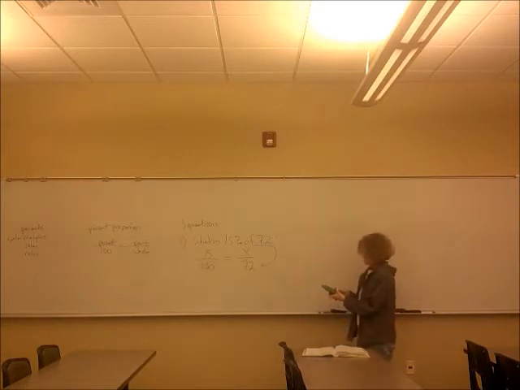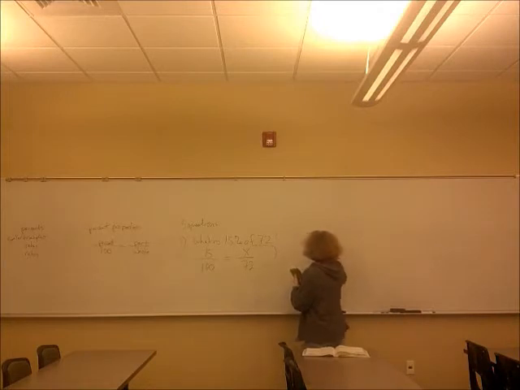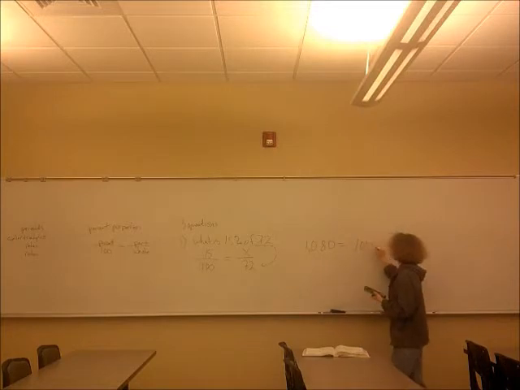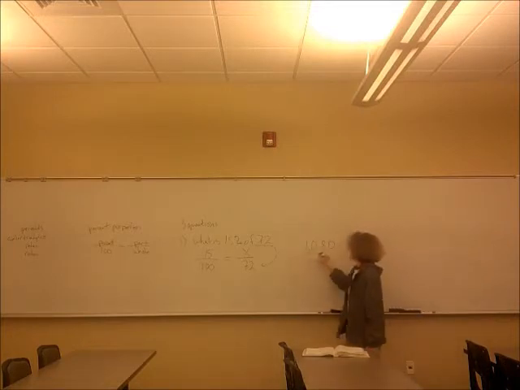So we've got 15 times 72 is 1080 equals 100x. Divide out the 100 in front of the x on both sides. X equals 10.8.